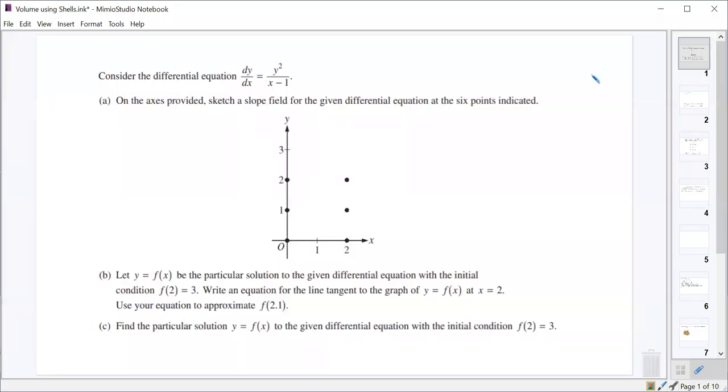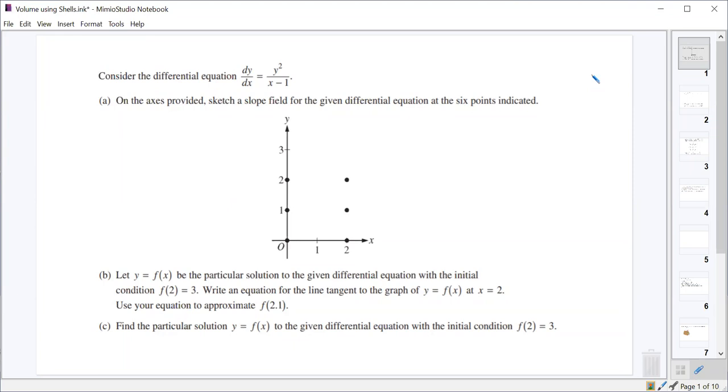Time to learn. This is question 3 from the packet of differential equation FRQs I gave you. This one was an easy one, I hope. Some of the other ones were a little more difficult, I think. All right. First thing you have to do is sketch a slope field.